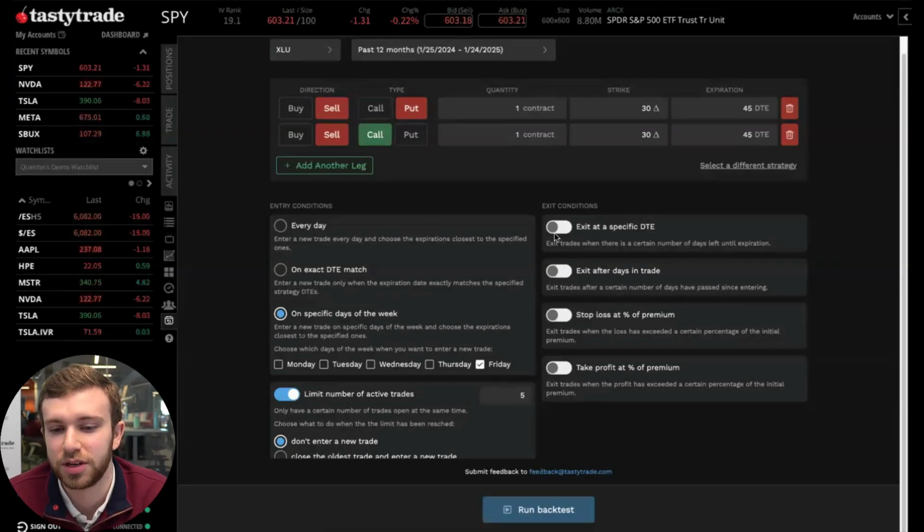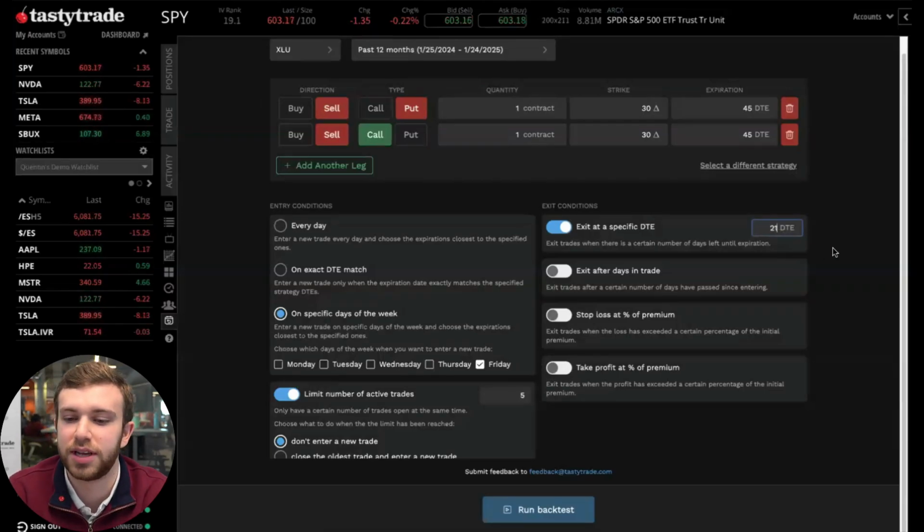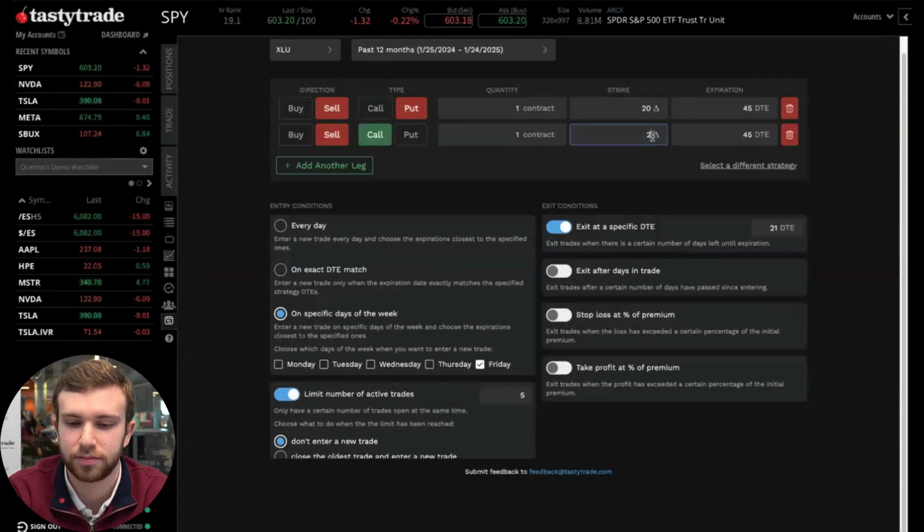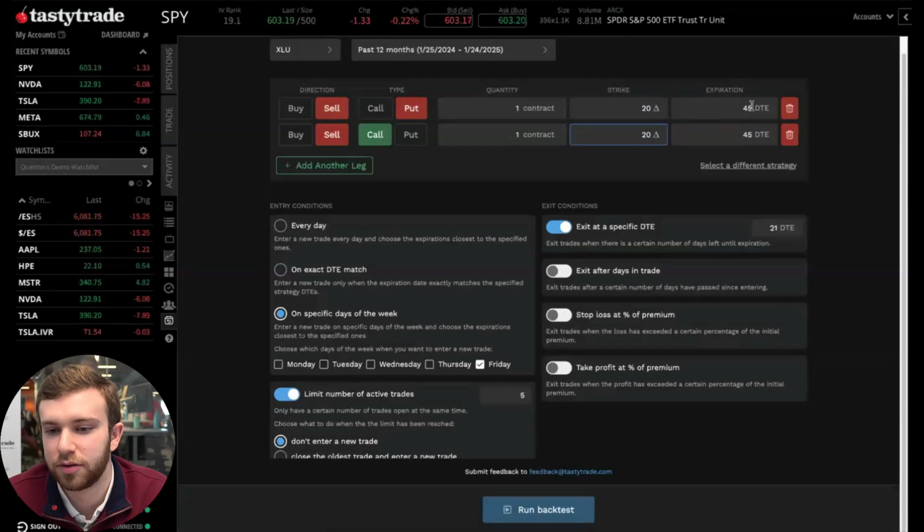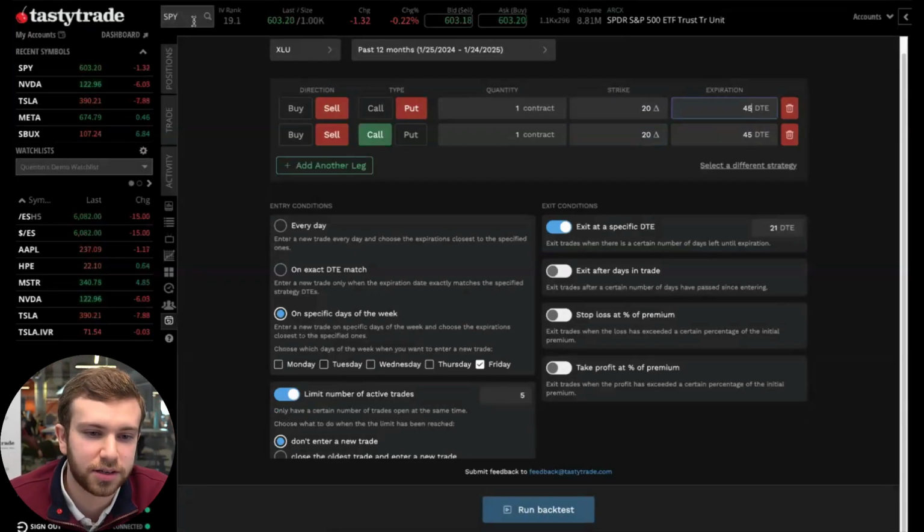And then here, we can do something like exit at a specific DTE. Rather than 5, we can exit at something like 21 days. And you can manipulate these however you would like. And so instead of something like the 30 delta, let's just try the 20. And instead of 45 days, how many days until expiration?